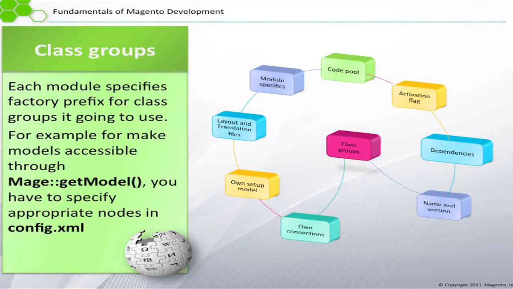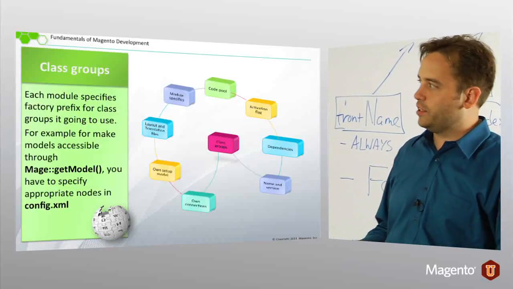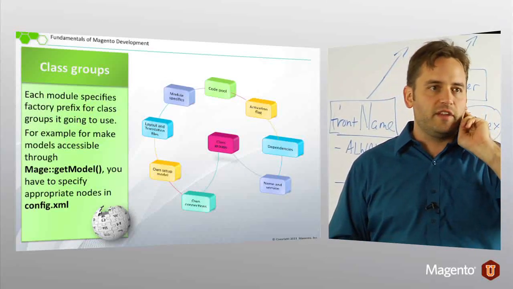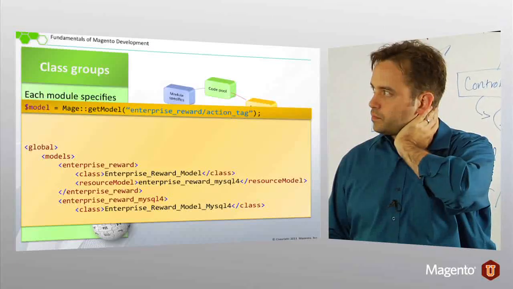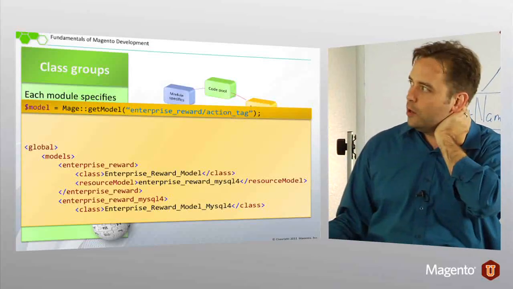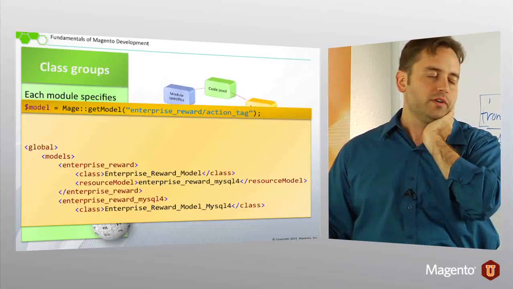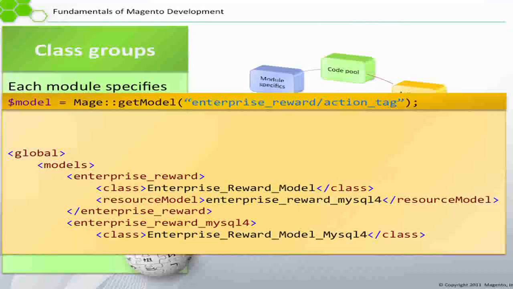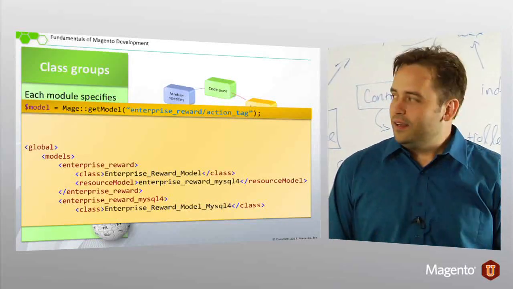Class groups. We were looking at class groups, right? I know I'm blowing through these things. We've been through all this stuff, and this exercise at the end of this really deals with this directly. Class groups, that's what we have under config, global, blocks, models, and helpers. And inside there, we set up our class groups. For a class group, again, we'll look at one of the enterprise module configuration. So in the enterprise reward module, in app/code/core/Enterprise/Reward/etc/config.xml, we'd have a config node, and then global, models, enterprise_reward. Enterprise reward, enterprise reward. That's our class group.